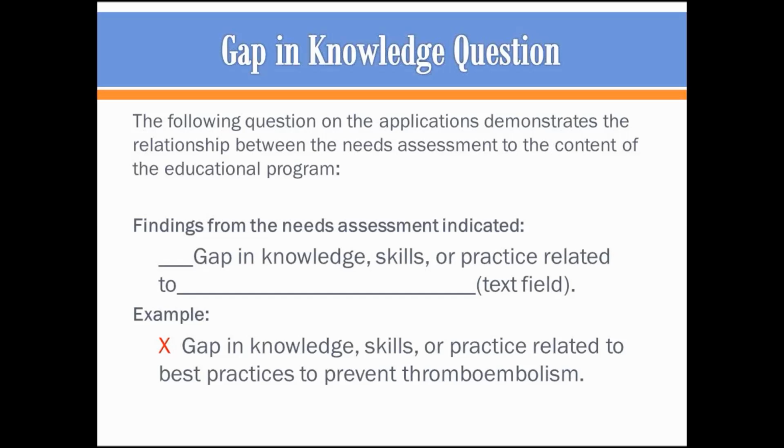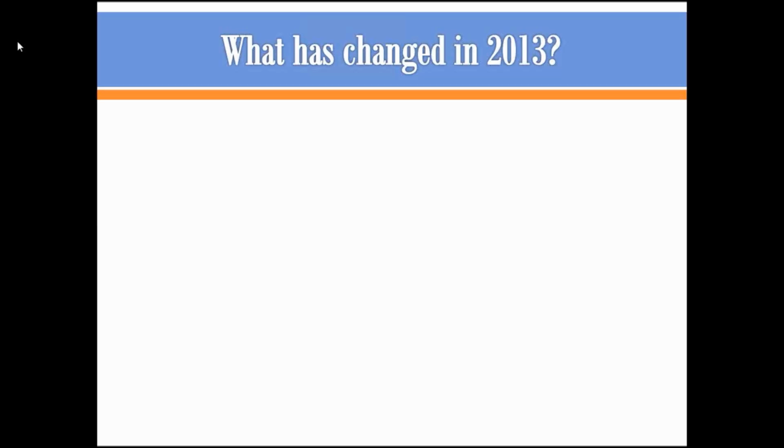The following question on the applications demonstrates the relationship between your needs assessment, which you have done prior to this program, and taking that and applying it to the content of the educational program. The specific question that you'll see on the application is, findings from the needs assessment indicated a gap in knowledge, skill, or practice related to, and in the case of our example, best practices to prevent thromboembolism. So it draws the relationship from your needs assessment to the purpose of why you're doing your program.